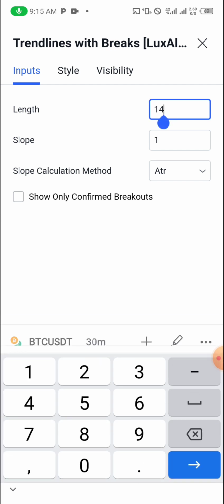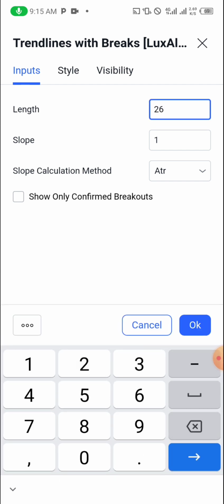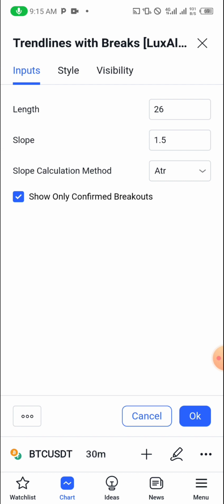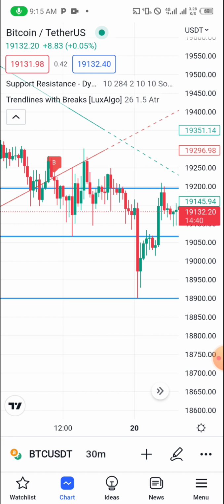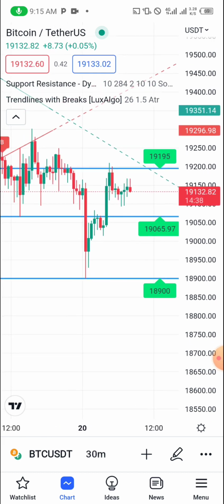I'm going to put this at 26, the length. The slope, I'll put this at 1.5. Then I'll click on show only confirmed breakouts. Okay, good. Now I've actually made this indicator to show me only where they have valid breakouts.